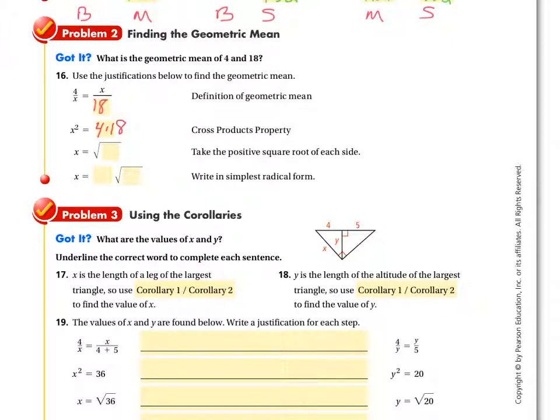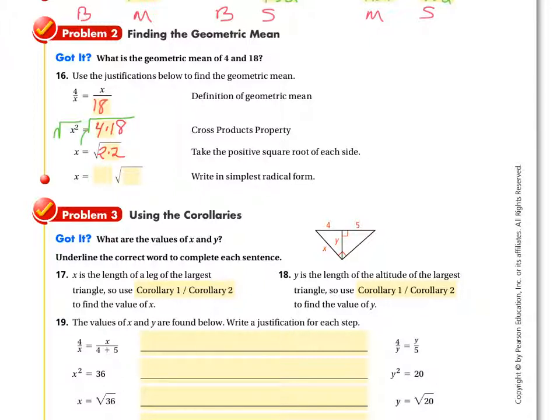So I would just leave it as 4 times 18. Then, when you go to take the square root of both sides here, which is the part that they kind of skipped, you get X on the left, and then I would change 4 into 2 times 2. And then what can you change 18 into?